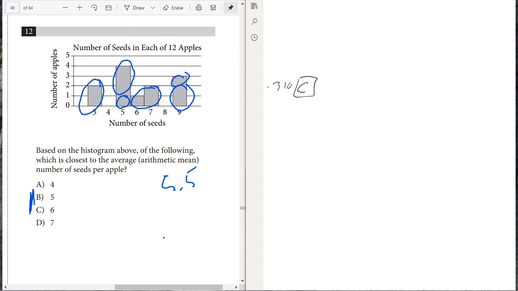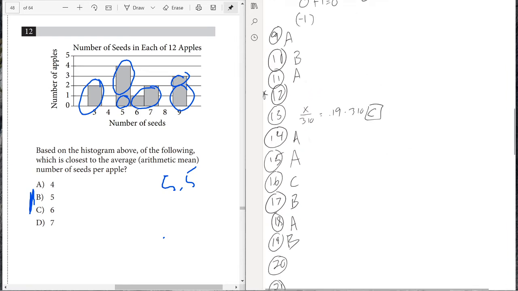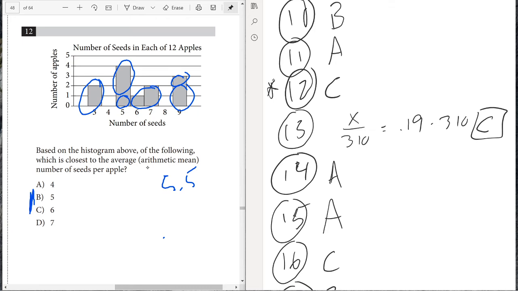3 times 2 plus 5 times 4 plus 6 plus 7 times 2 plus 9 times 3. Right? And I get 73. That seems accurate. And then divide by the number of apples. So how many apples are there? Each of 12 apples? 1, 2, 6, 7, 8, 9, 10, 11, 12. Divided by 12, and I get 6.08, and it says which of the following is closest to the average. Okay, so 6 does make for a good answer then. So number 12 is C. Cool. All right, feel pretty confident with that one.